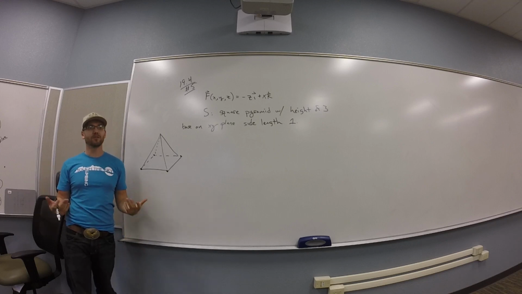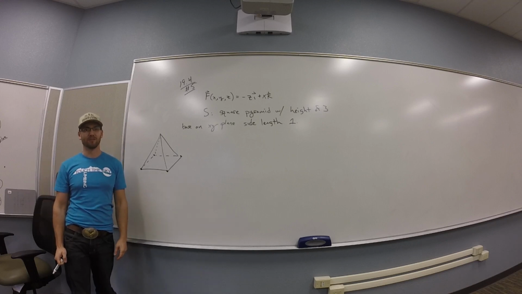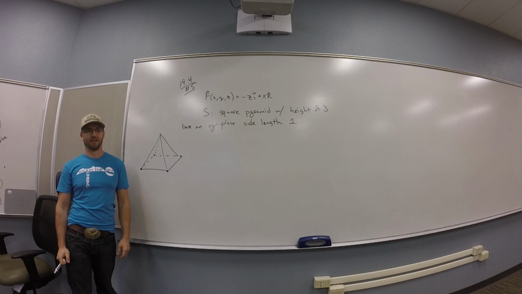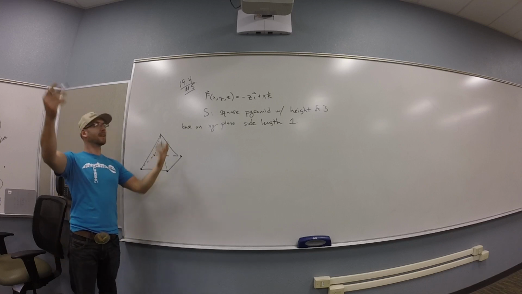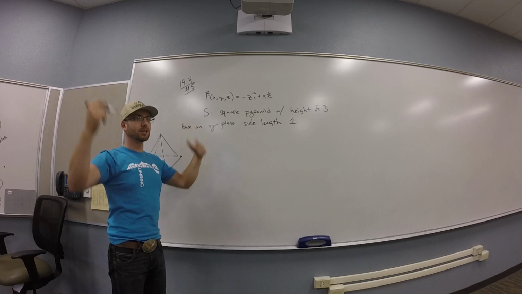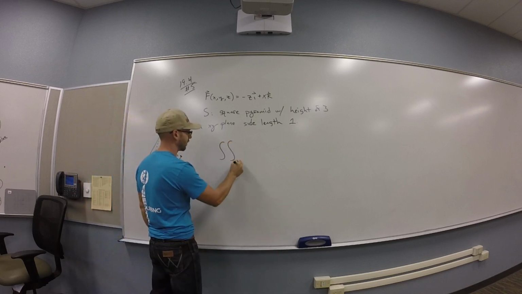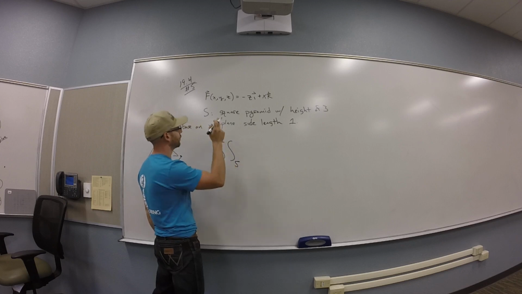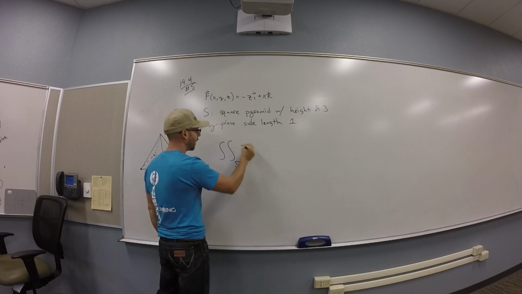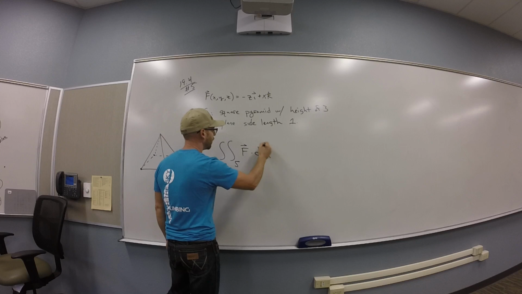Okay. So how would I check to see if this is going to come out in the wash? Do it the easy way first. Do the divergence. Let me just look at the divergence, right? So I'm trying to calculate the flux through S of this thing, right? So I need the flux through S of F dotted with dA, right?